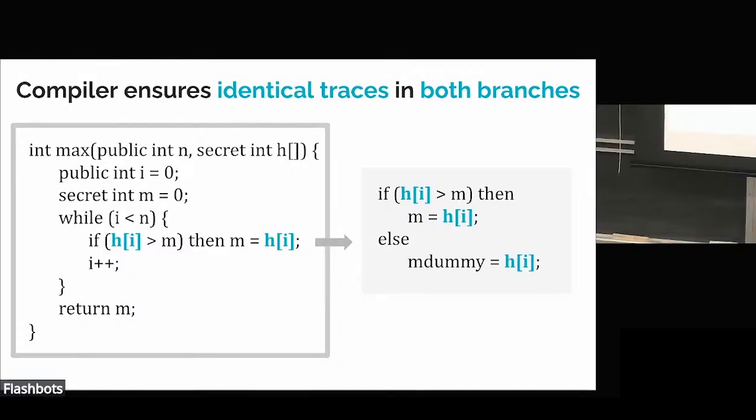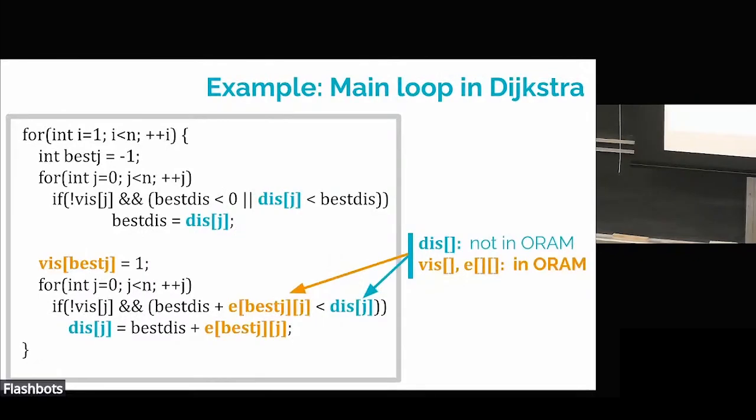If HI is a private array with secret contents, then this conditional is a secret conditional. So you want to make sure both branches have the same behavior. Okay. But nonetheless, we don't need ORAM in this case. And of course, the find max is very simple.